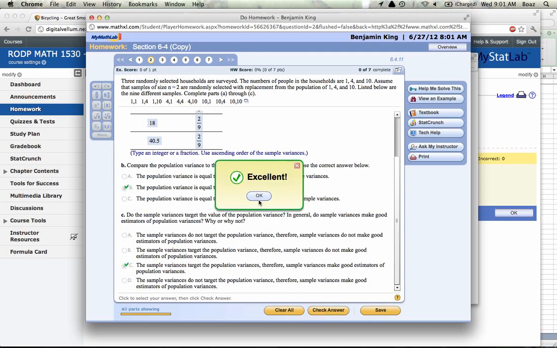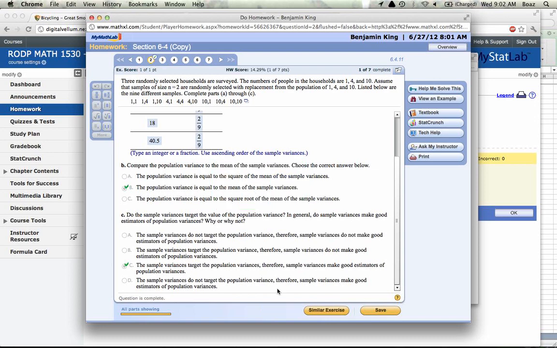If we did the same thing for standard deviations, we would find out that it does not work for standard deviations. The only statistics that target the population parameter are the mean, proportion, and the variance. The standard deviation, the median, and the range do not target the population parameters.